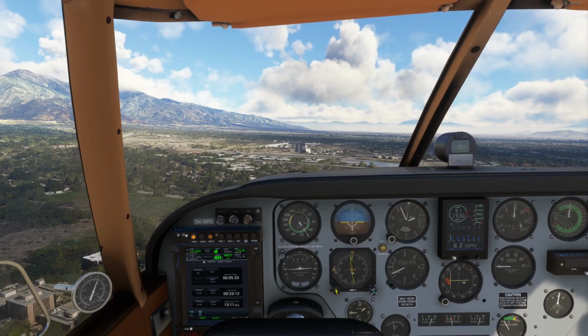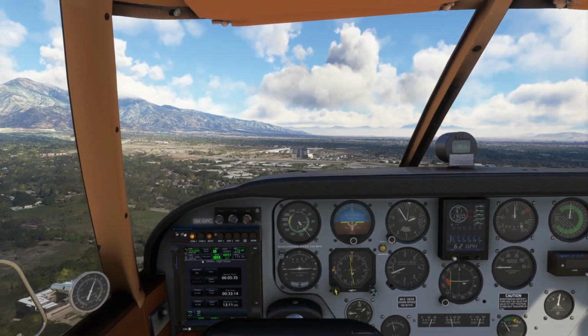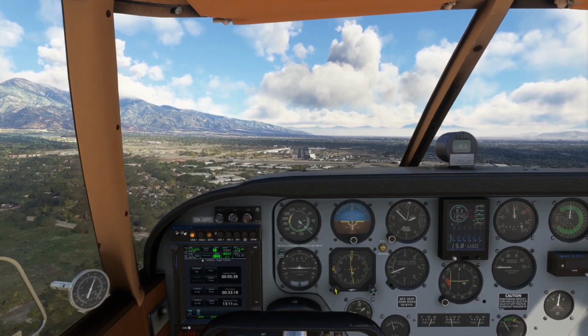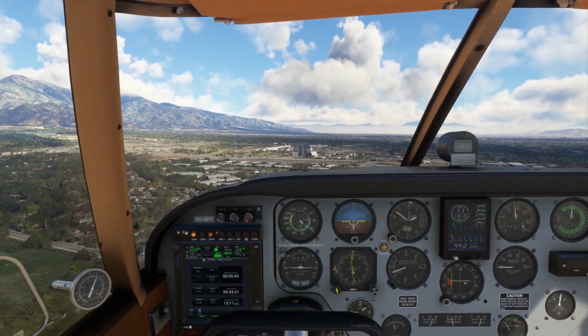Cable traffic, November 36 Foxtrot, type Kodiak, on a 5 mile final to runway 6, Cable traffic.